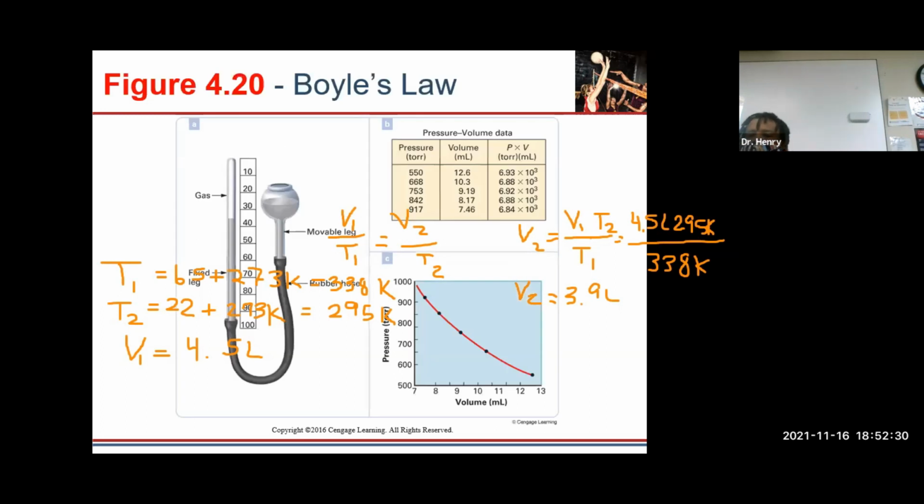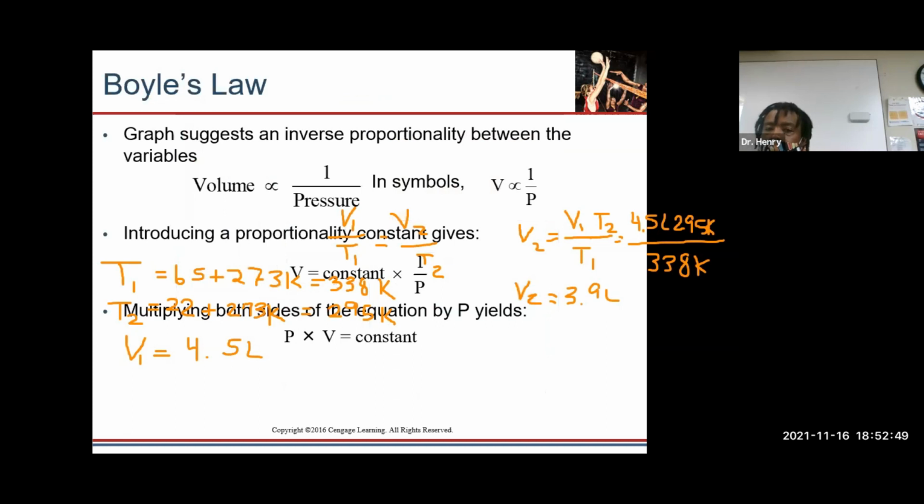Okay, Boyle's law looks at pressure and volume. Don't worry, it'll get simplified. Okay, so when you start looking at pressure and volume, what they notice is that as pressure went up, volume went down. So Boyle basically said volume is indirectly proportional to pressure, or inversely proportional to pressure.